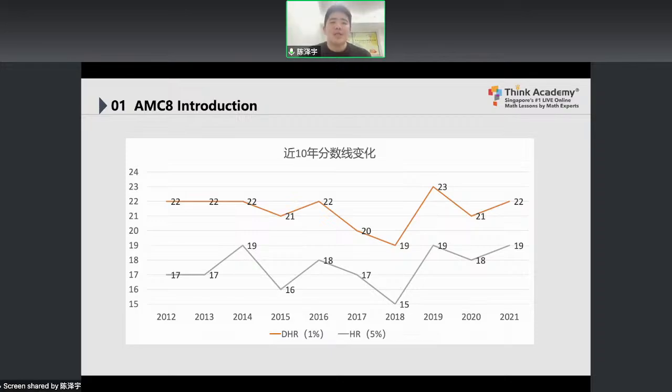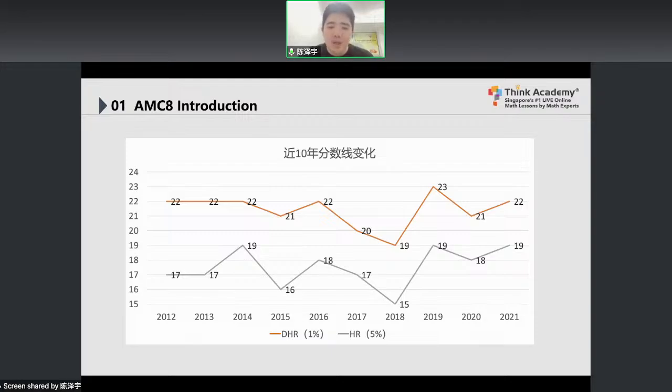All right, so this is the score that we have for the distinguished honor roll and honor roll. You can see the top line is for the distinguished honor roll, which is the top 1. The average score to get you a distinguished honor roll is around 22. Try to recall, we only have 25 questions in total, 22 points. That means you can have at most 3 questions wrong. That's 22 points for the distinguished honor roll and top 1.